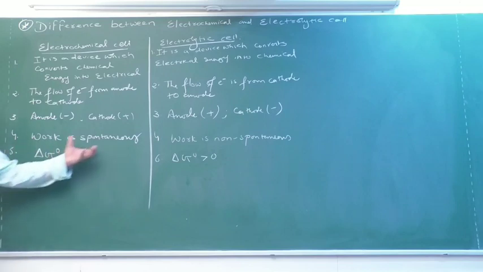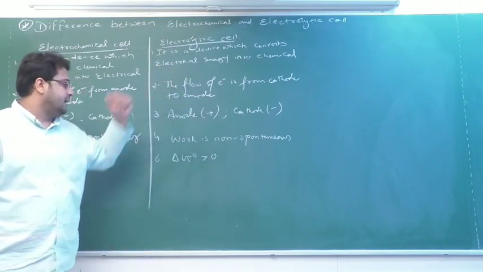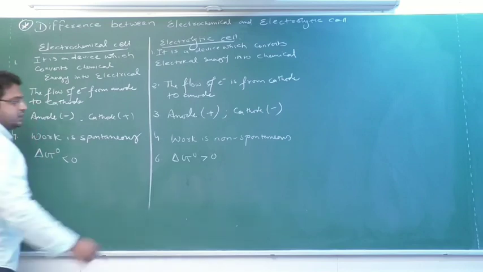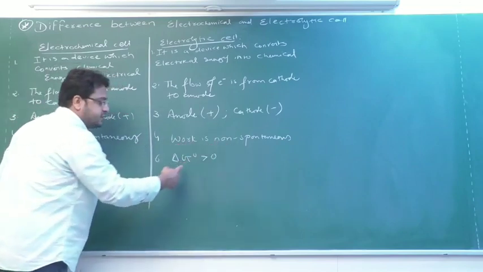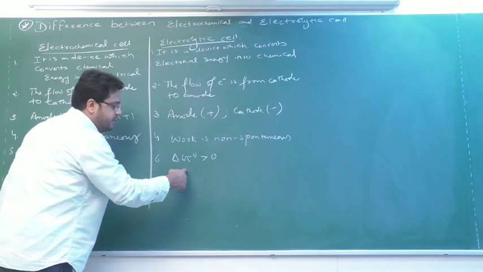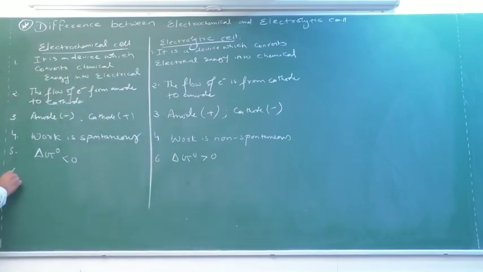Okay, so your work is spontaneous. So delta G 0 for an electrochemical cell will always be less than 0, whereas delta G 0 will be greater than 0 for an electrolytic cell. Because work is spontaneous, delta G will be negative, that's why less than 0. In the electrolytic cell, work is non-spontaneous, which means your free energy will be positive. So delta G 0 will be greater than 0. Next.